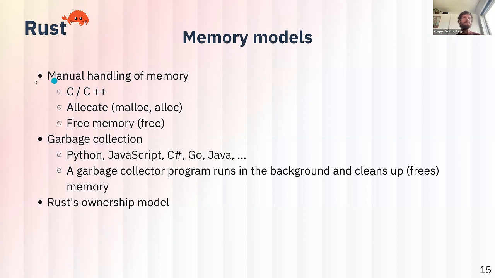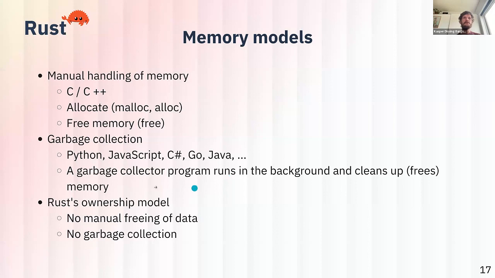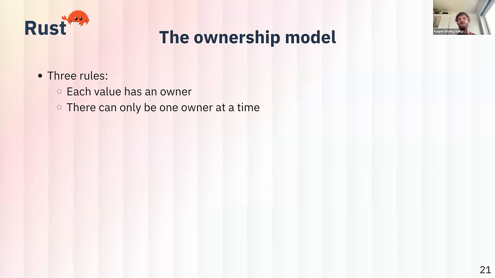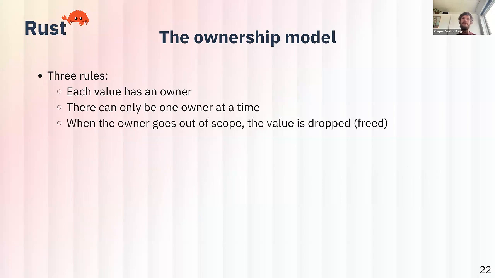And so the third way of handling memory is with Rust's ownership model. So there's no manual freeing of data, no free here, and there's no garbage collector running. So that's quite cool. And the way that this works is by having 3 rules that are checked at compile time. So one is that each value has an owner, and there can only be one owner at a time. And when the owner goes out of scope, the value is dropped, i.e. freed. Dropped is the Rust word for free.